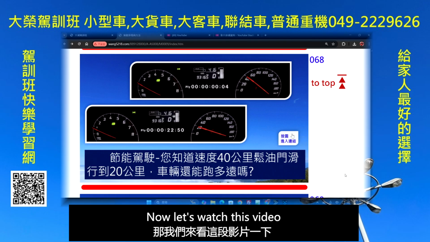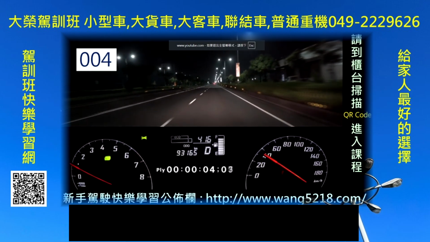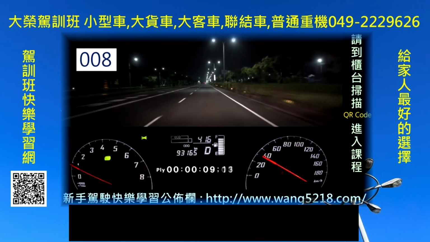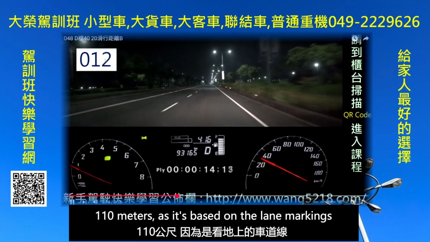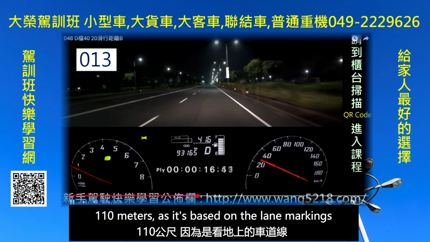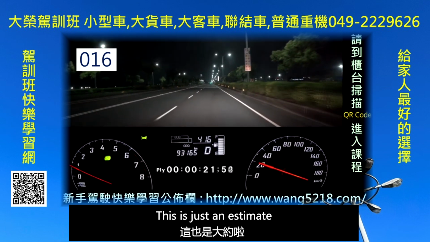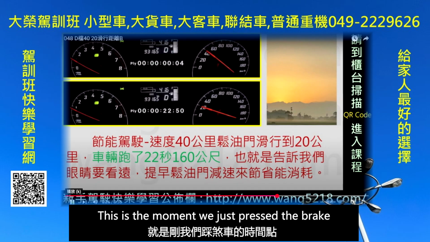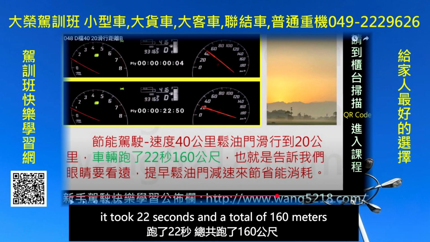Now let's watch this video. Currently, the speed is 40. Now releasing the pedal, it's coasting. The number above is 100 meters. 110 meters, as it's based on the lane markings to gauge its distance. This is just an estimate. Okay, we are now at 20. At 20, the speed is very slow. This is the moment we just press the brake. So when it drops from 40 to 20, it took 22 seconds and a total of 160 meters.